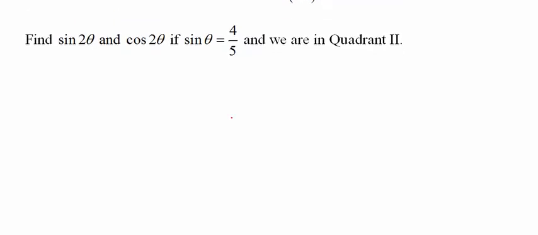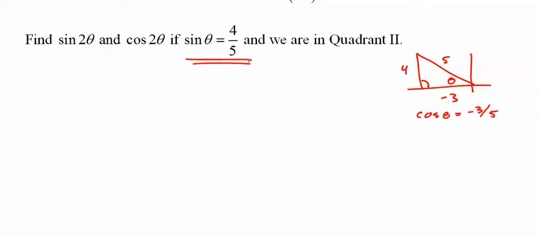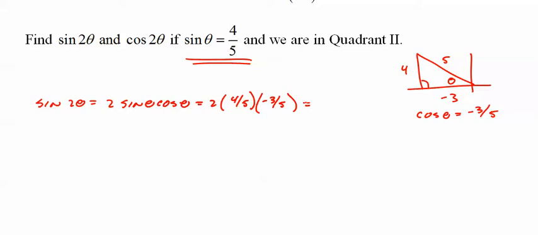So sine of theta is 4/5. We're in quadrant 2. So 4/5, -3. I noticed that cosine and sine are in all these formulas, so I might as well write down what cosine of theta is. -3/5, and try not to forget, it's right there. Sine of 2 theta is 2 times, I'll write it out the first few times, sine of theta, cosine of theta. 2 times 4/5 times -3/5 is -24.